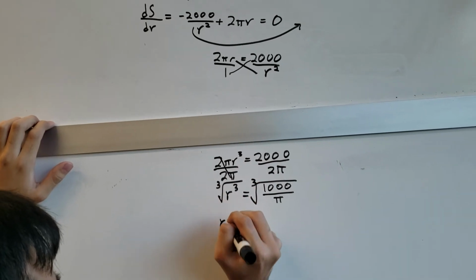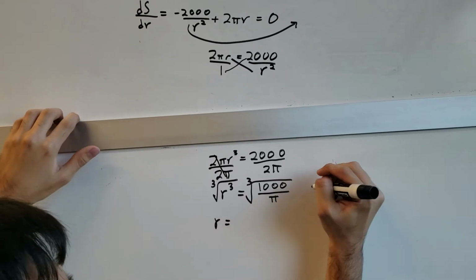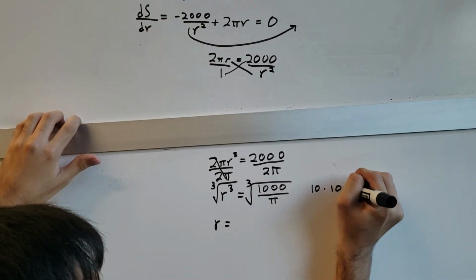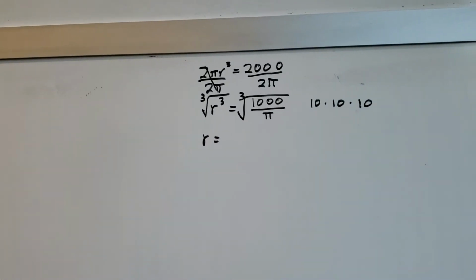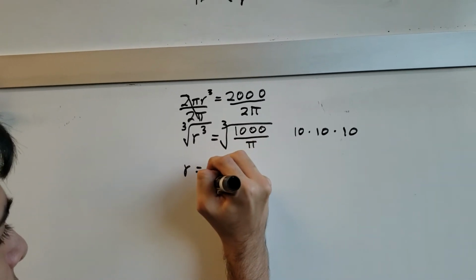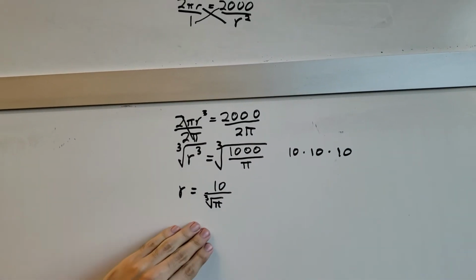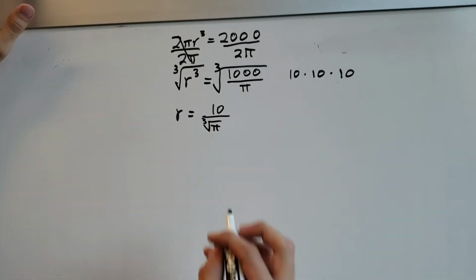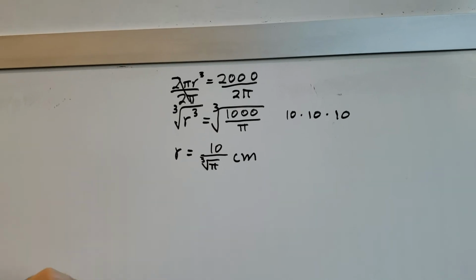So r equals, the cube root of 1,000 is 10. The reason why is because 10 times 10 times 10, right? In other words, like 10 cubed, that gives you 1,000. So the cube root of 1,000 is 10, and then you divide that by the cube root of pi. So this is what our radius is. Our radius is going to be in centimeters. We don't know what that is, but whatever, it doesn't matter.